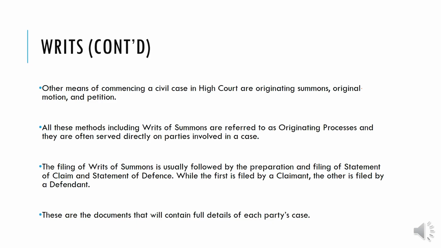Originating motion is usually used for enforcement of fundamental human rights. So if somebody's rights have been violated, we have rights under the Constitution, especially Chapter 4. We have many rights. We have the right to freedom of movement. We have rights to freedom of association and assembly. So if any right is alleged to have been violated, or is being violated, or about to be violated, a court of law can be approached through originating motion.